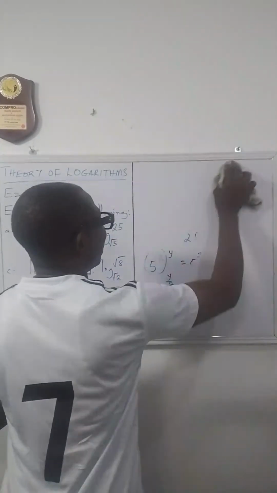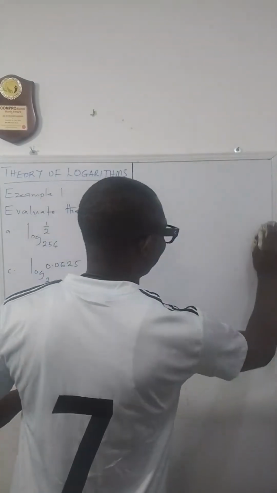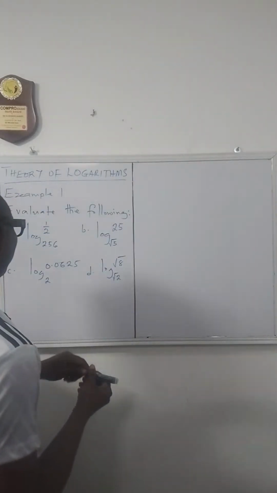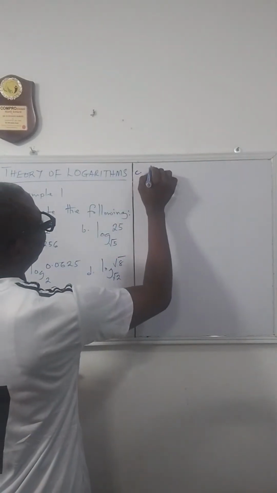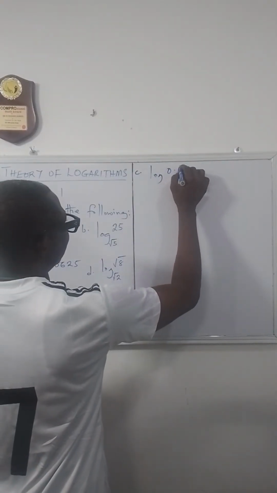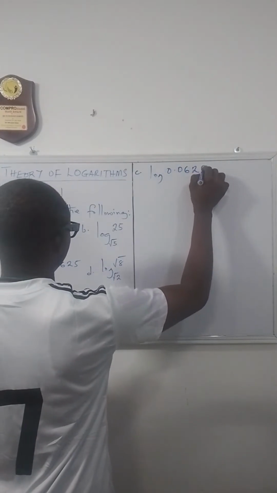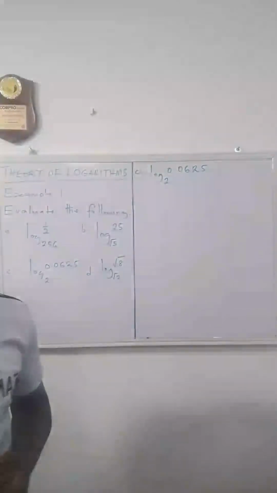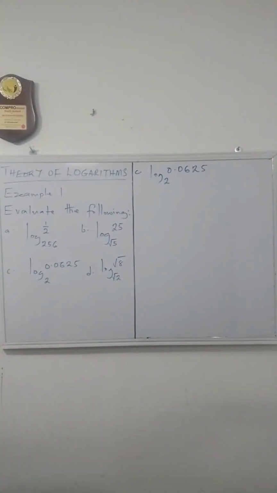So now can we look at the next one, the third one? Or is there anybody with the answer to the third one before we solve it together? If you have the answer, you can drop it in the comment section. We have log of 0.0625 base 2. Okay, is there anybody with the answer? Anyone with the answer to that? If you have the answer to that problem, you can drop it in the comment section. Let's see. Okay, not yet.